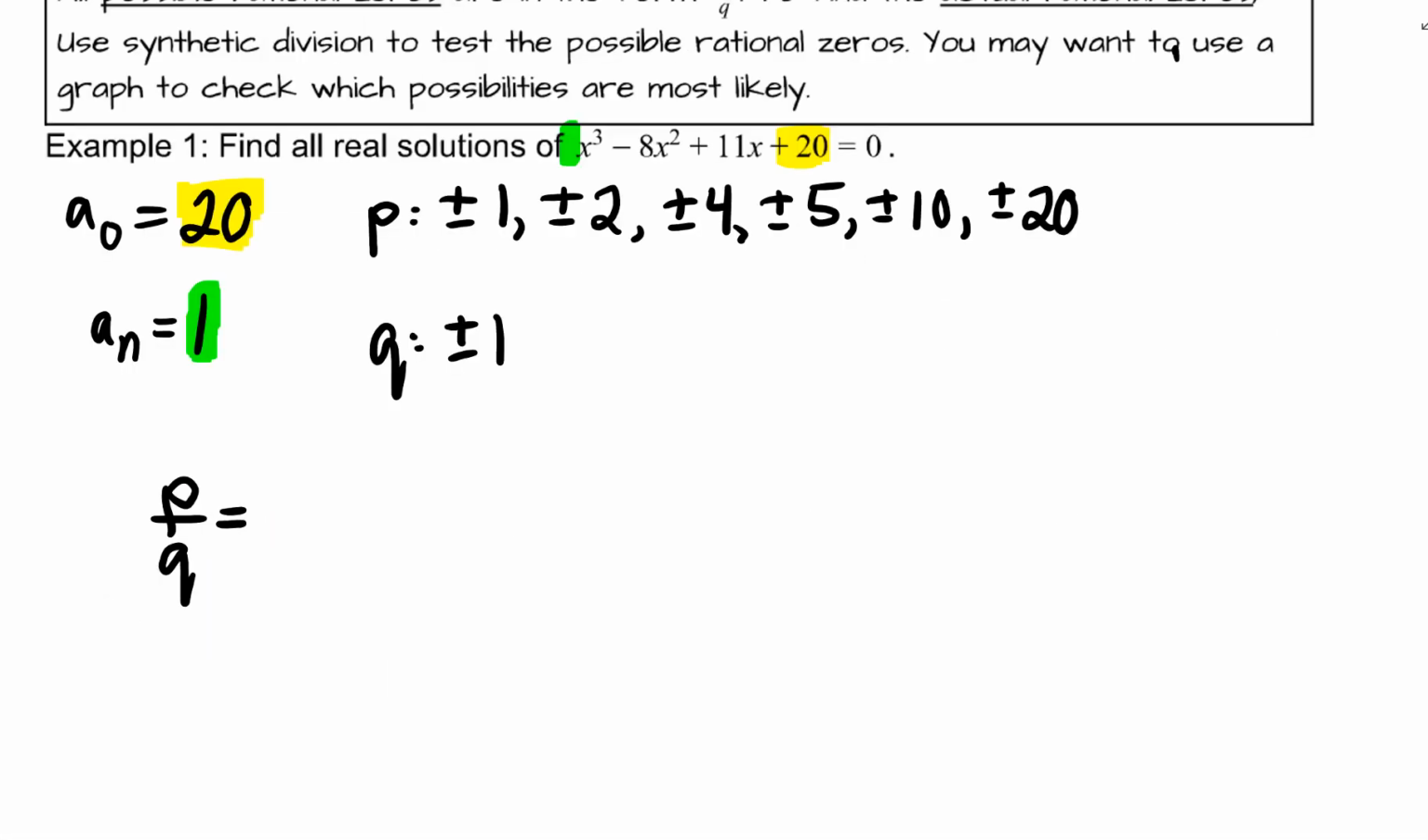We found all possible p's and all possible q's, so now it's time to find the ratio of p over q.